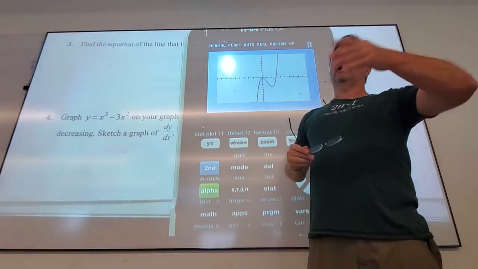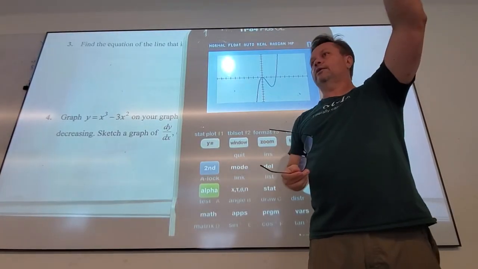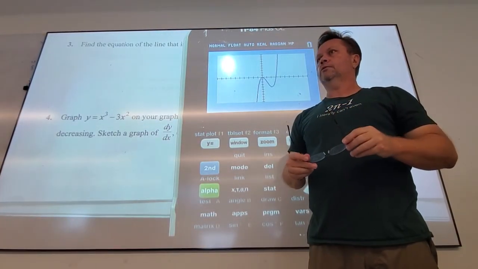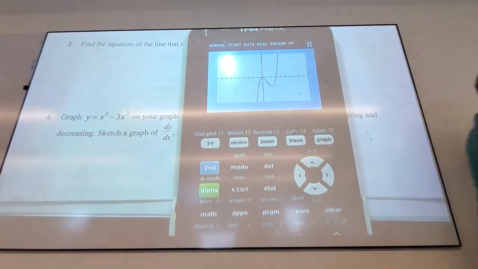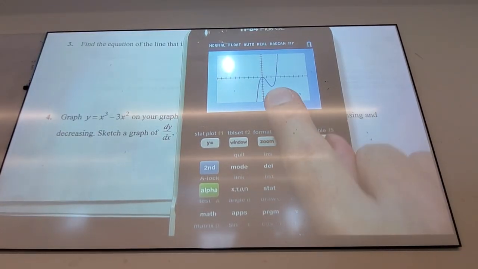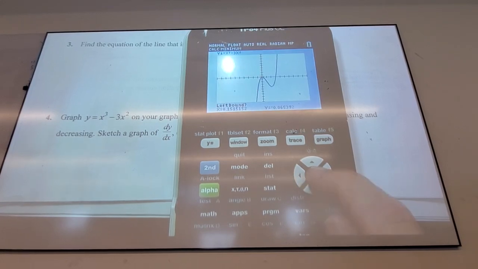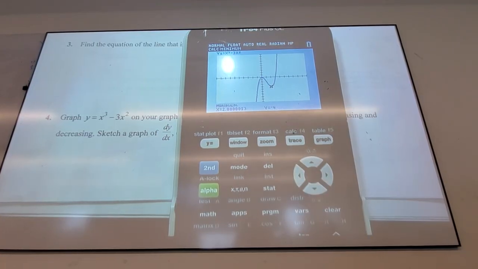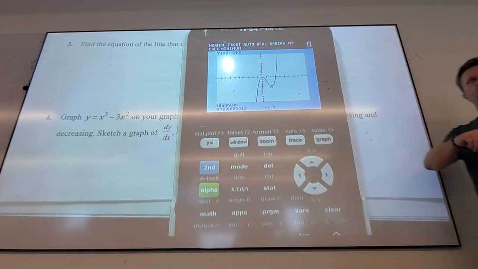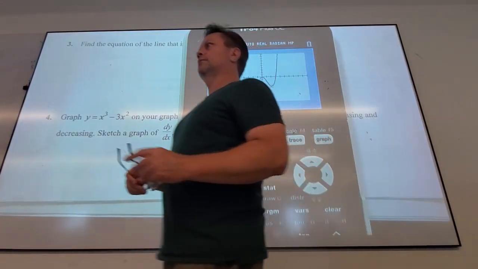This one's kind of nice though. It gave us a nice one. You could do the algebra and kind of double check it. You guys kind of with me? Okay. But if I needed to figure out the min on my own, I could do calc minimum, left bound, right bound, guess. And then it's trying to tell me to, poor little calculator. It's not as good as those humans at certain things.